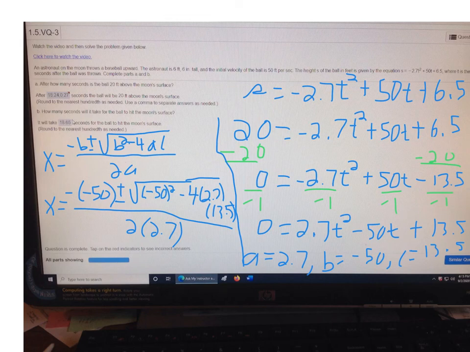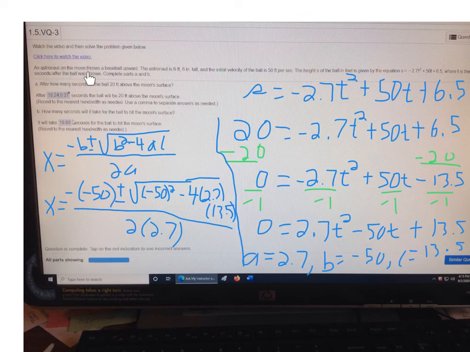Oh, I saw your question here. I guess this is section 1.5. Which one? This was number 13. So section 1.5, number 13. It's a projectile problem. I guess they have a video you can watch.